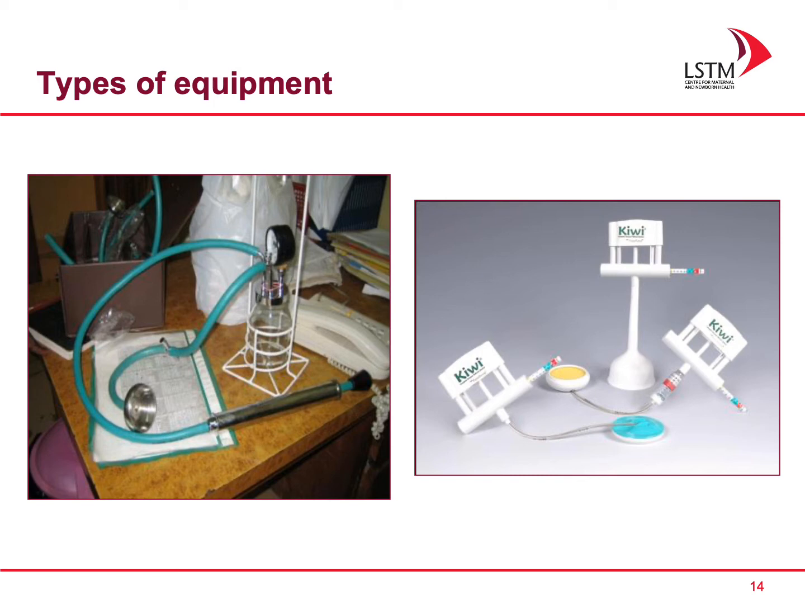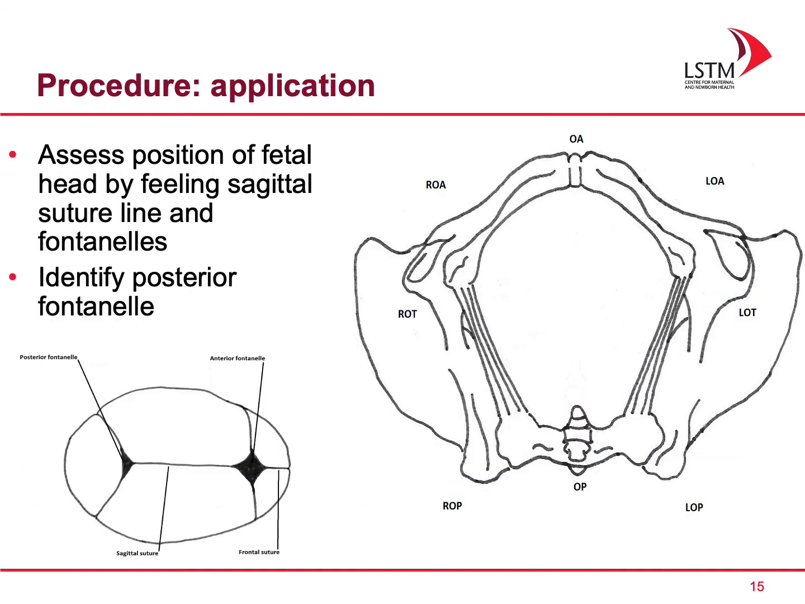That is the rigid cup, and then you have the Kiwi Pro cup, which is essentially the flexible cup. So before you start to apply that cap, you need to appreciate the position of that head. It is very, very important for you to do this. And how do you appreciate position? You need to ask yourself, how is this baby's head oriented in the maternal pelvis? So where is the fetal occiput in this pelvis?